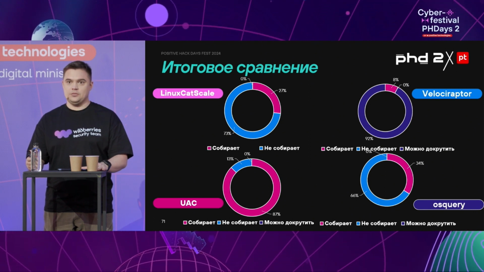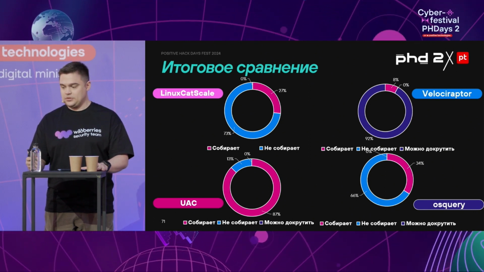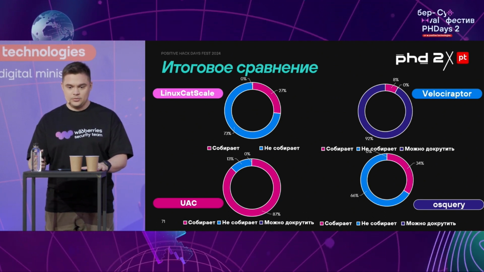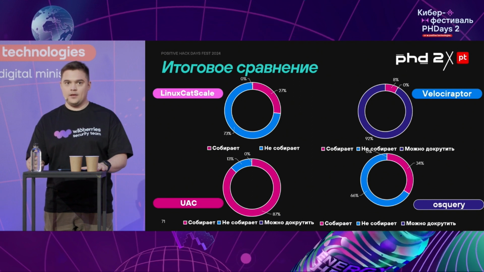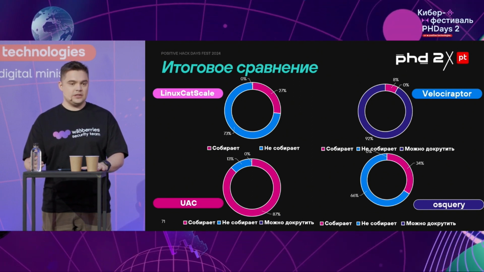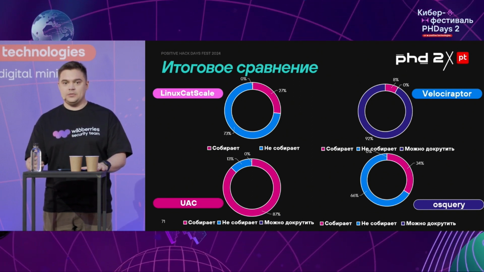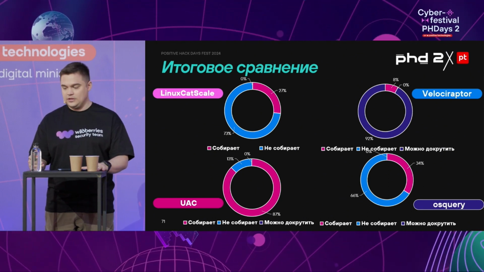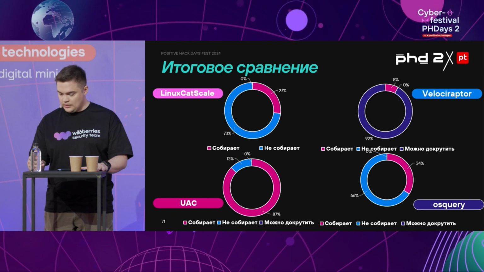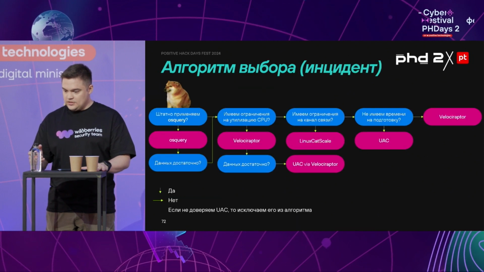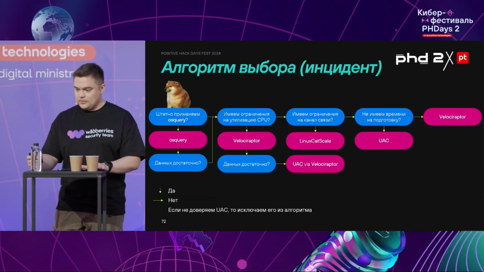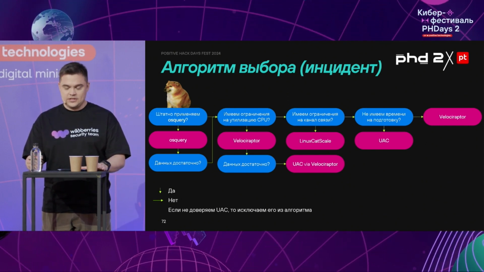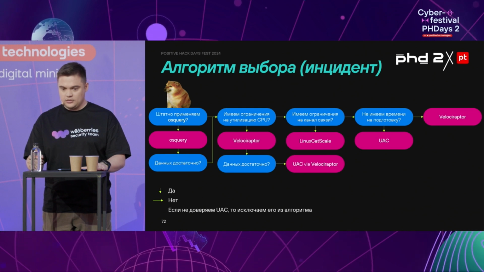Apart from that, I understand that Linux Cat Scale is just a script, so you can also put it in the Velociraptor. And this way you will have the largest coverage of artifacts, but this will ask the largest number of human hours for setting this, configuring this, and debugging it. Okay, now let's talk about an algorithm for picking up the tool.